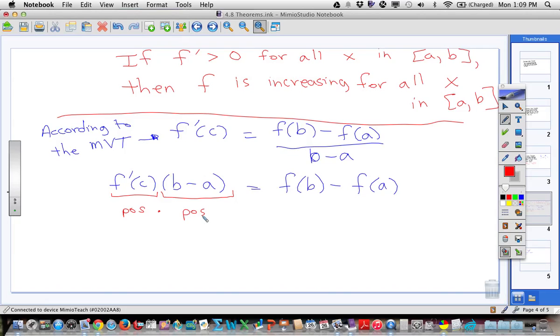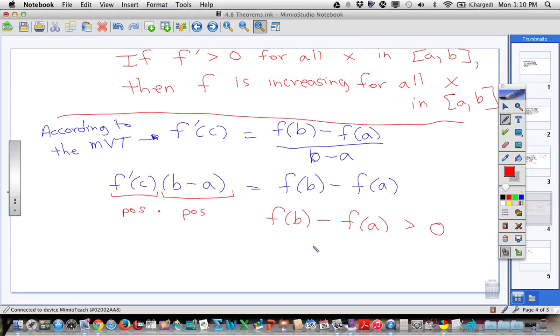So therefore, b minus a is big take away little, that's got to be positive. So we know this side is positive. So f of b minus f of a has got to be greater than 0. If this side is positive and these two sides are equal, then this side has got to be positive. So f of b minus f of a has got to be greater than 0.